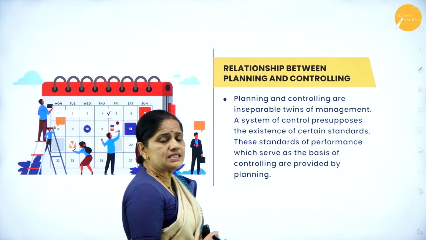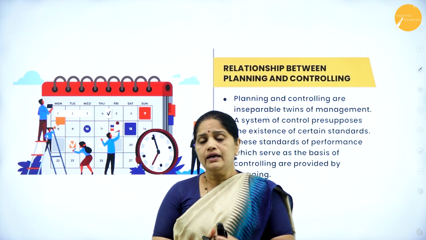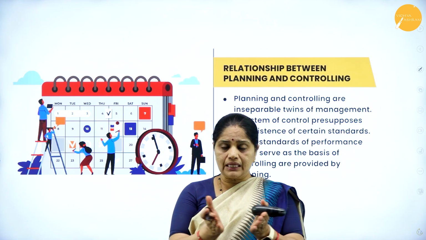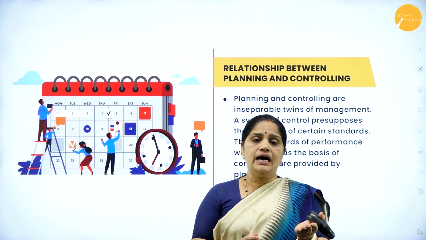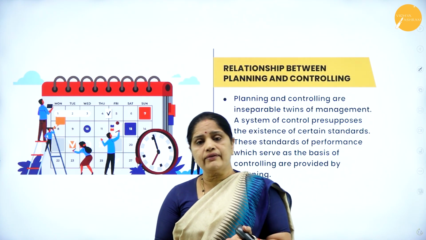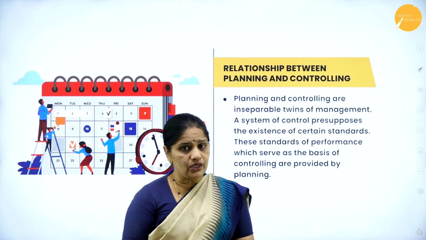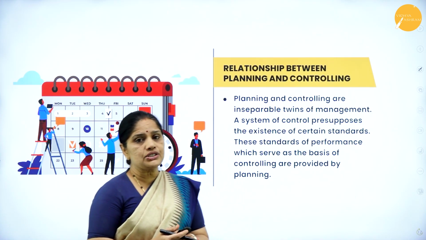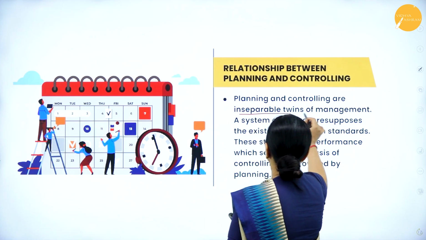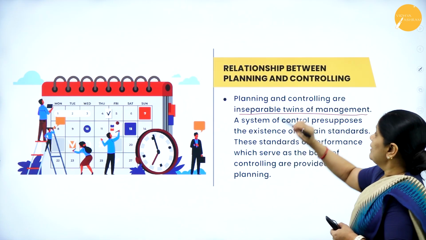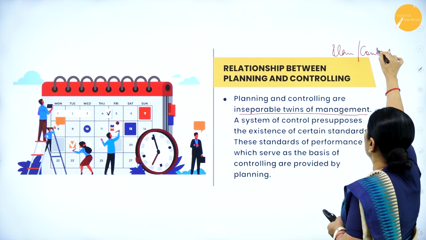Then let us understand. We all know that controlling can exist only if there is proper planning. Planning and controlling are the Siamese twins of management, so they are inseparable. If you have planning, only then you can have controlling. But if you don't have any plan, then what will you control? So let us understand the relationship between planning and controlling. They are the inseparable twins of management. Wherever there is planning, there has to be controlling. Both go hand in hand.